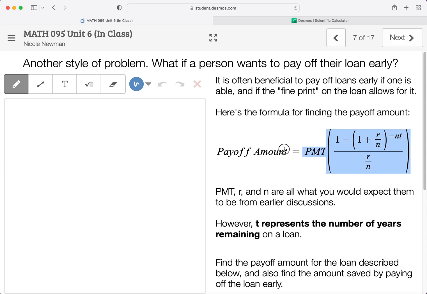So new formula. It is also long. It does have similar components to the last formula, and you'll probably notice that the numerator and the denominator are reversed. They're flipped. So the payment, the R and the N all do exactly what you would expect them to, but there's a twist with the time. When we have a problem like this, T represents the number of years that are left on the loan. Not how many you started with, but how many are left.